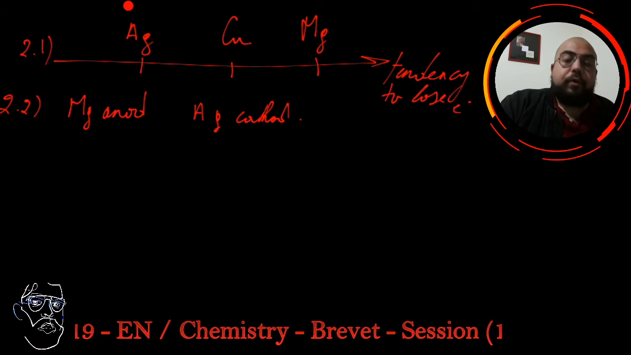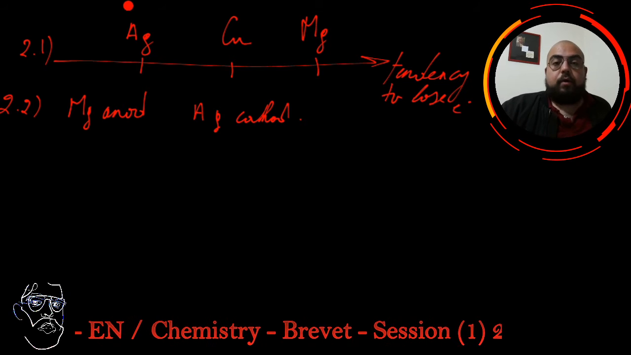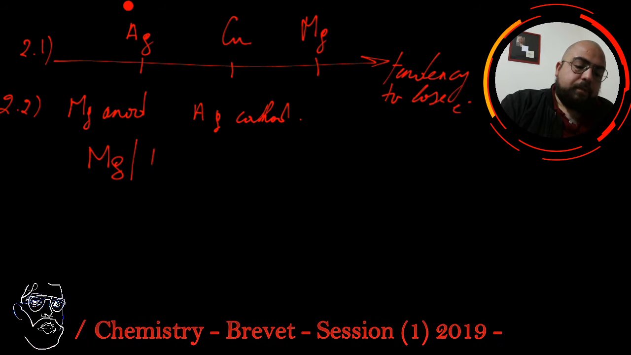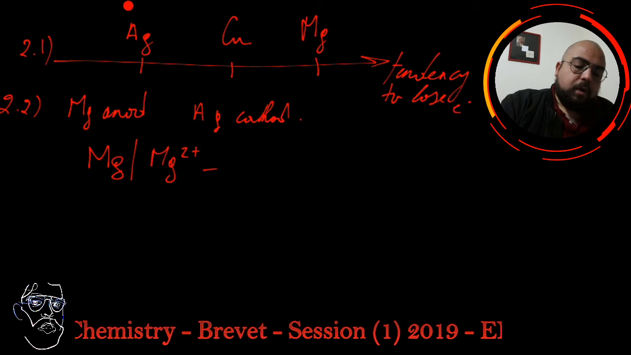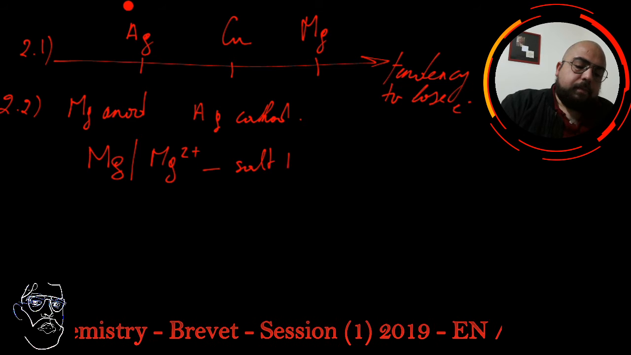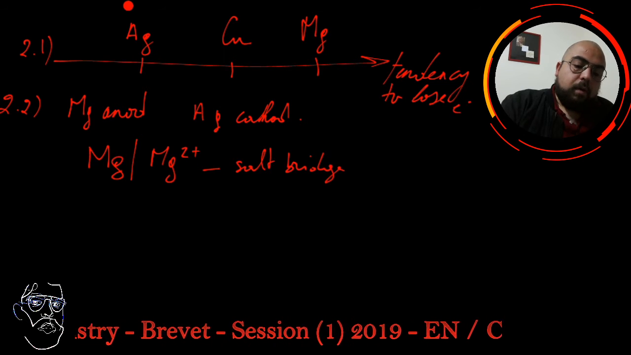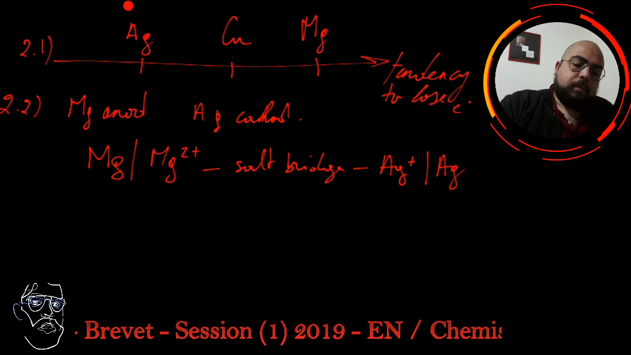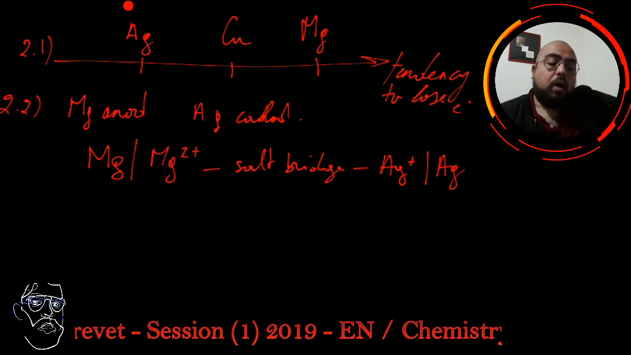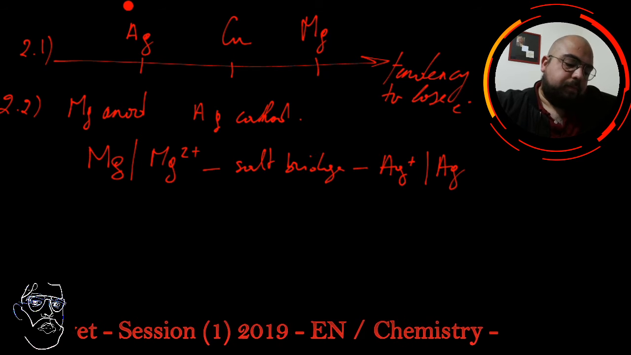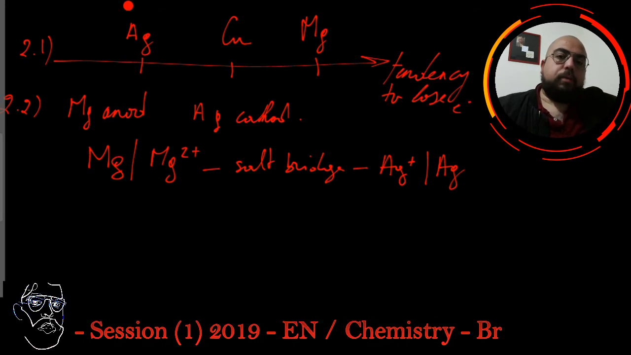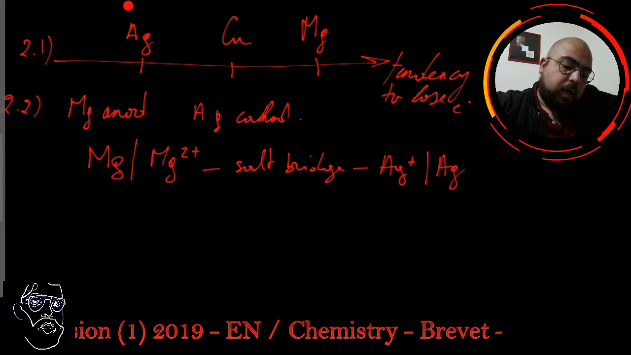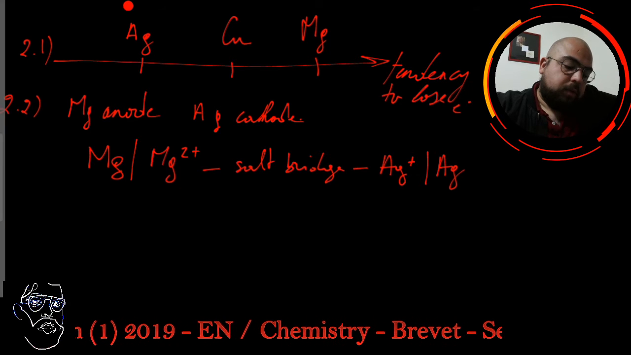All right. So how do I represent this cell? Very simple. You simply have to say Mg, Mg2+, salt bridge, and then Ag+, Ag. This is how you construct your cell formed by Mg and Ag. Conventionally, Mg is on the left side since it's the anode. So this was the anode and cathode.